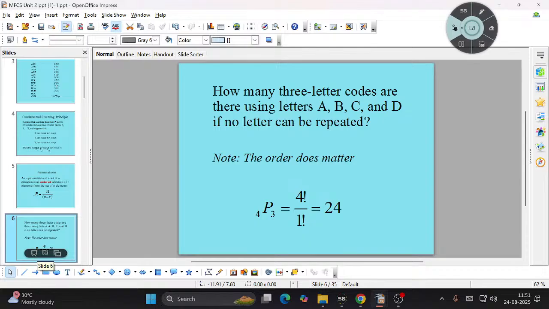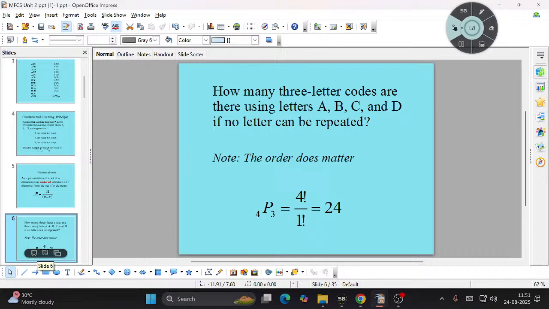Yes, just now we have seen there were 24 ways. You cannot do all those 24 ways separately. How will you do that? Write down the same question. In how many ways can a 3-letter word be formed if no letter is repeated? So 4P3 is equal to 4 factorial by 4 minus 3 factorial, which is 1 factorial. 4 factorial is 4 into 3 into 2 into 1, so it is 24. Hope everyone knows this.